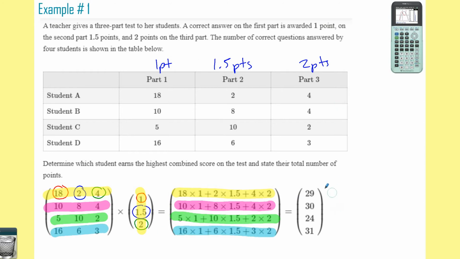So these were their scores on the 3-part test. This represents student A, B, C, and D. So the person who earns the highest combined score would be student D with a score of 31 points.